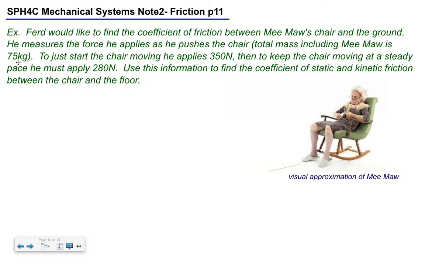To just start the chair moving, he applies 350 newtons. That tells me that's going to be his static friction force. Then to keep the chair moving, keyword steady pace, 280 newtons. And like I say, most of the time, this number should be lower than the starting moving. So use that information to find the coefficient of static and kinetic friction between the chair and the floor.